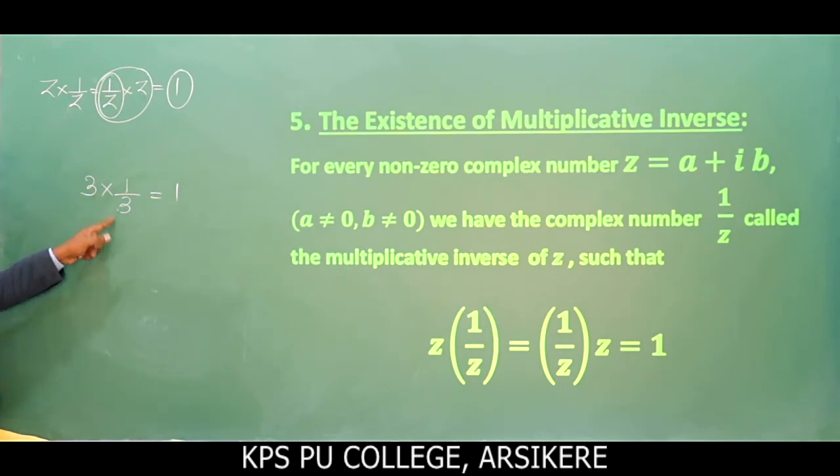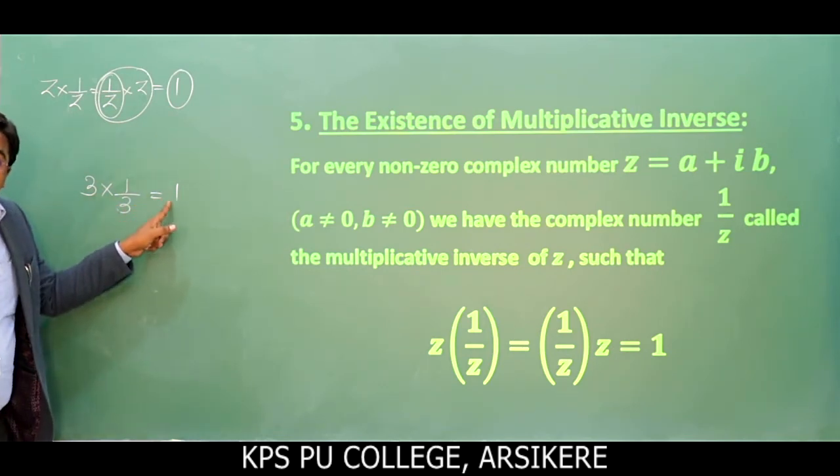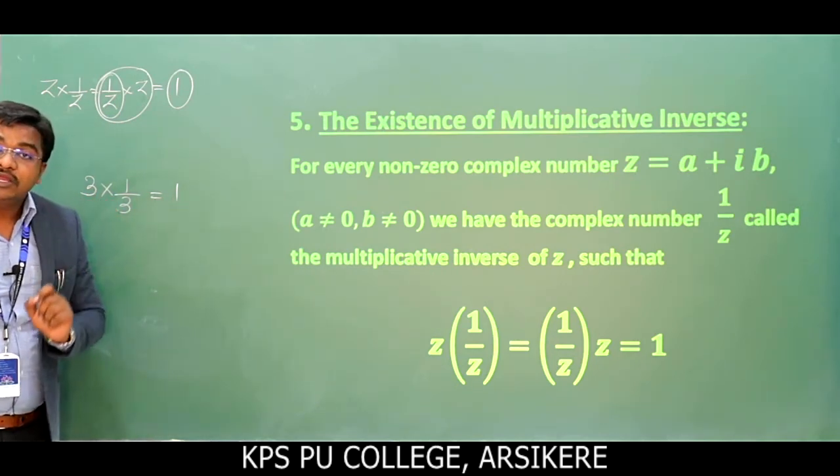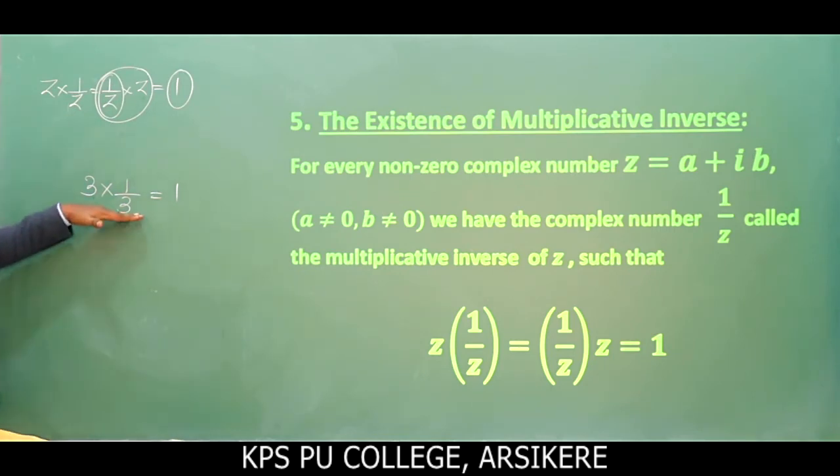Multiplicative inverse of 3, because their product is equal to the multiplicative identity. This is the case of existence of multiplicative inverse. This is property number 5. Take a pause and note all the things I have written here.